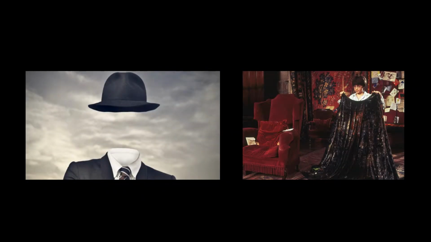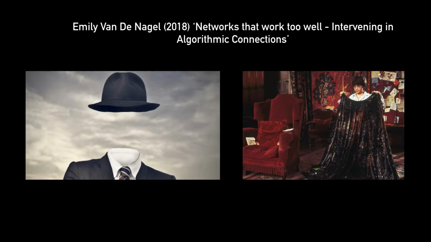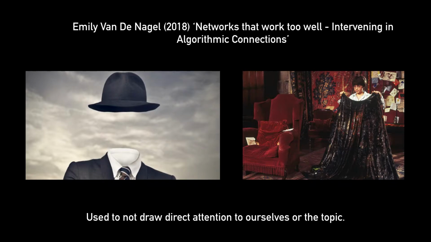Voldemorting is a movement born out of the need for more privacy and less ad intrusion. The tactic was coined by Emily van den Nagel in her 2018 article, Networks That Work Too Well, Intervening in Algorithmic Connections. She states that Voldemorting has become a key tactic of making things invisible while still discussing them online. Hence, we can still talk about someone or something without mentioning the individual's name or content, so as not to draw direct attention to the topic or ourselves.